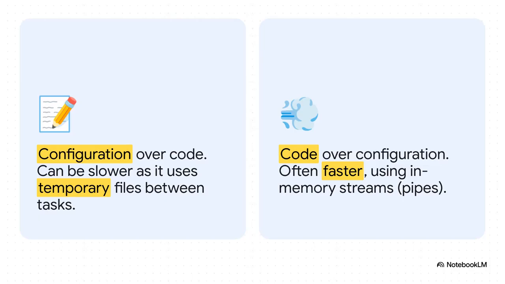The 2 big names you'll hear are Grunt and Gulp. They do the same job, but in totally different ways. Grunt is all about configuration over code. You write this big configuration file that lists out all the steps. It works, but it can be a bit clunky, sometimes creating temporary files between steps. Gulp, however, is code over configuration. You write actual JavaScript, and it uses these things called streams to pipe your files from one step to the next, all in memory. This usually makes it a lot faster.